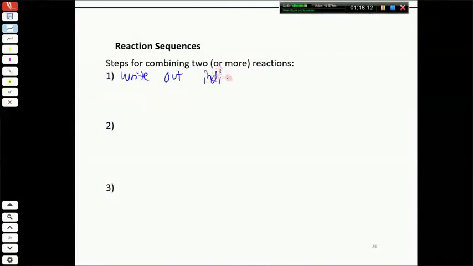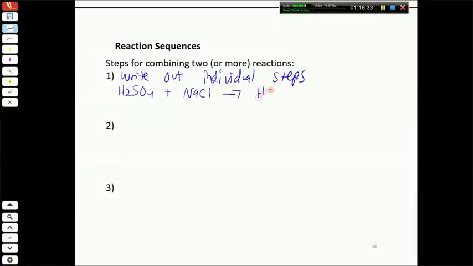So we do need to have individual reactions that are balanced before we can start adding them together. So make sure that they're already balanced before we start trying to combine them. So let's say in one reaction we generate HCl by using sulfuric acid and sodium chloride. So this is something you can actually do in the lab. If you take concentrated sulfuric acid, add it to sodium chloride, you can make gaseous hydrogen chloride, and then you form also sodium sulfate.